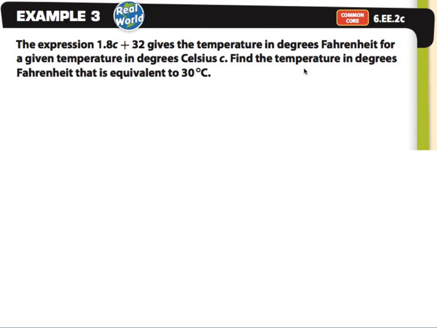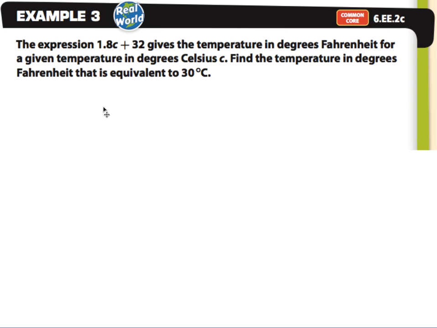All right, so here we have an expression where we see that the expression 1 8/10 times C plus 32 gives the temperature in degrees Fahrenheit for a given temperature in degrees Celsius, C. This tells us that degrees Celsius is represented by the variable C in the expression. All right, that's what that means when you see this followed by a variable.